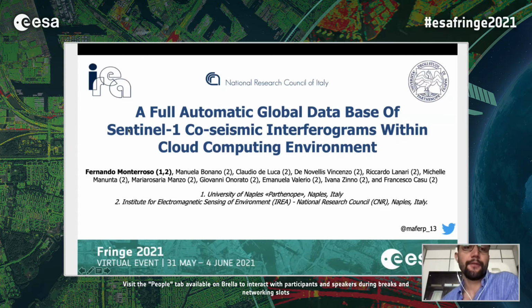Good morning, everyone. My name is Fernando Monterroso from IREA CNR. I will introduce the fully automatic global database of Sentinel-1 co-seismic interferograms within the cloud computing environment.